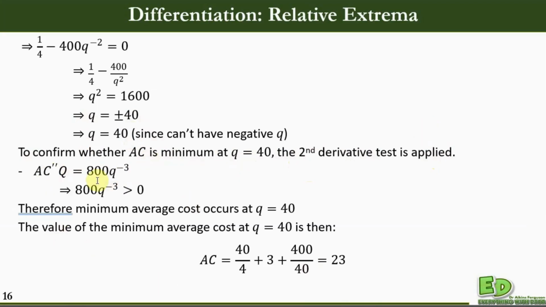Take the second derivative of the differential, which is what we have here. If you differentiate this function over here, you are going to get 800 Q to the power negative 3. 800 Q to the power negative 3 here is greater than 0. And that shows that at that point, it is a minimum point. So therefore, the minimum average cost occurs at 40 units indeed, right? The value of the minimum average cost at Q equal to 40 simply tells you to put this quantity of 40 into that average cost function, and then you have this 23 over here.